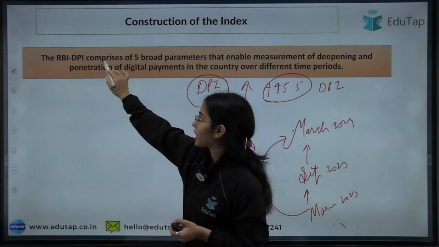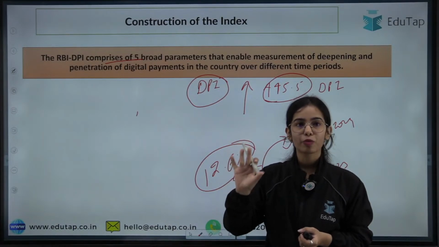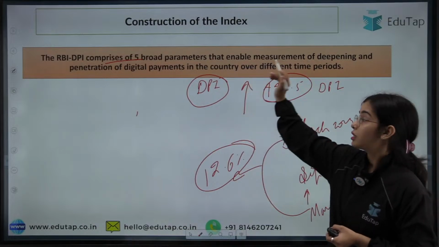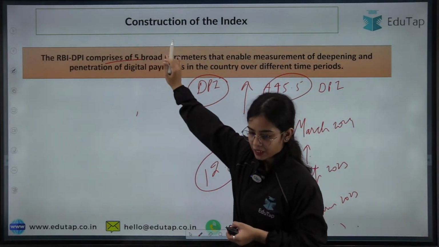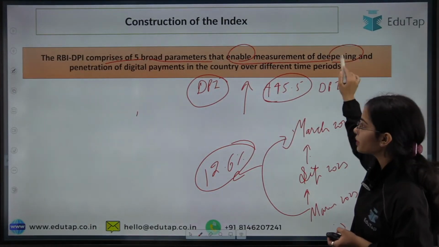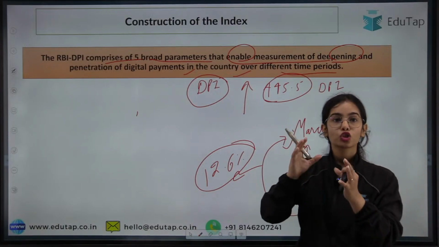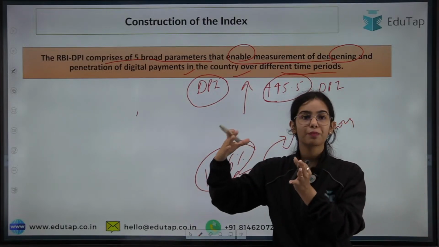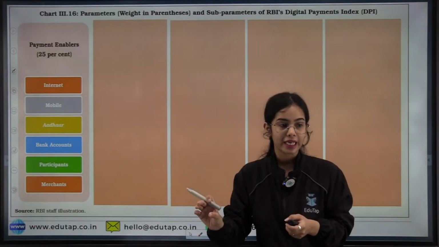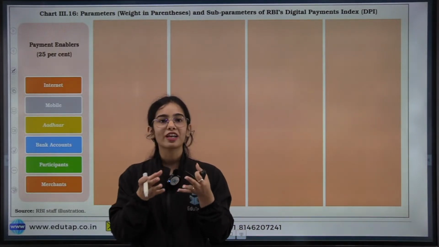So the RBI DPI comprises 5 broad parameters that enable the measurement of the deepening and penetration of digital payments in the country over different time periods. So how much there is the deepening, how much there is the penetration of the digital payments in the country, that is shown by the Digital Payment Index. And this Digital Payment Index is made of 5 broad parameters.